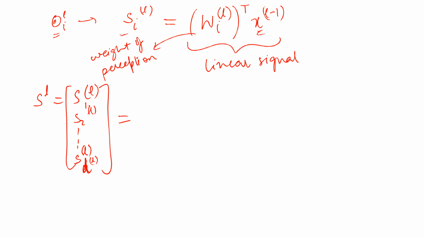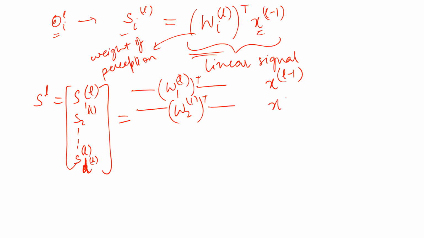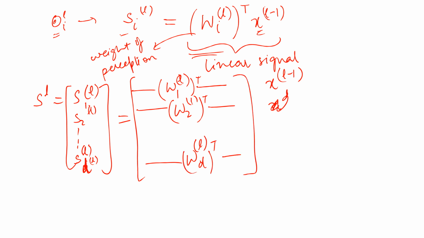How will we get them? The way to get them is that the first one will be calculated, as I said, using this formula here. So I will have here the weight W1L transpose, and so this is going to be a row multiplied by my XL minus 1, right? And again, I'll have W2L transpose X, and I won't write that again and again because this is going to be all these rows for all those nodes, and so eventually DL transpose multiplied by my XL minus 1.